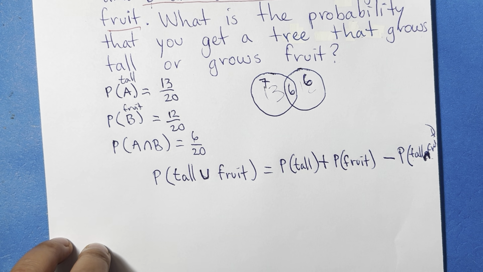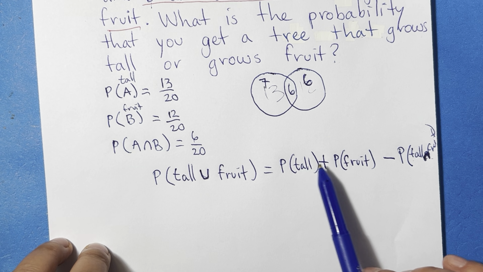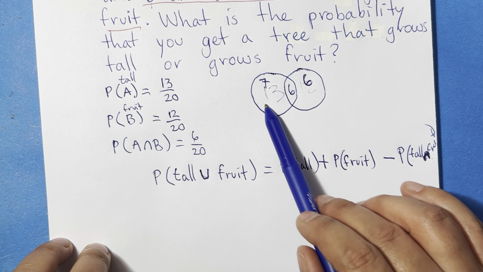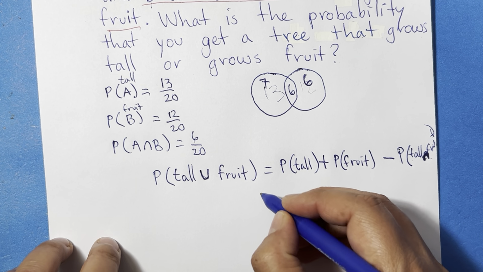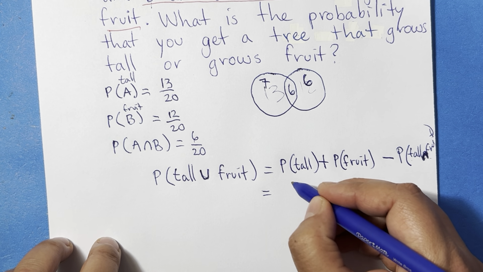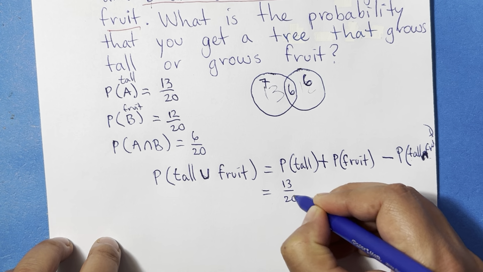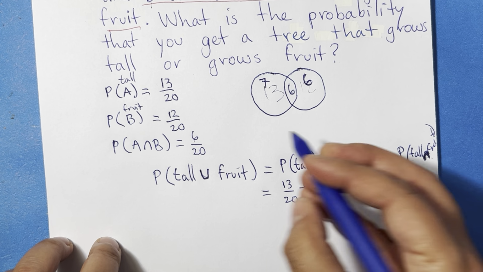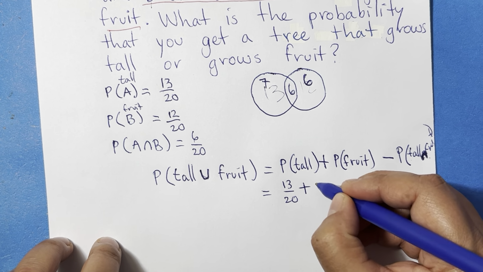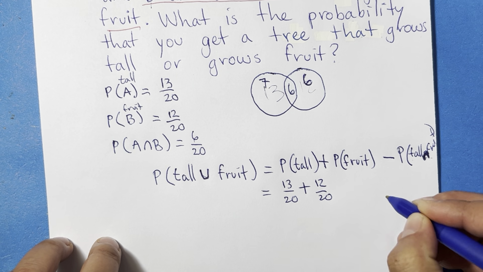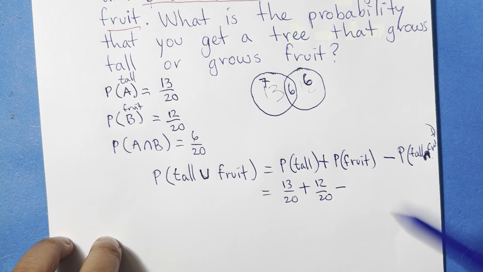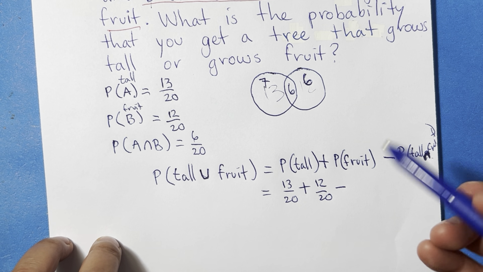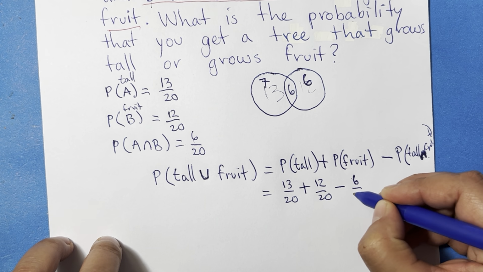Okay. So when we are using this information, it's including the entire circle, the 7 plus 6, which is 13 trees. So the probability of tall is 13 out of 20, plus the probability of getting a tree that has fruit is 12 out of 20, minus the probability that it's both tall and grows fruit, which is 6 over 20.